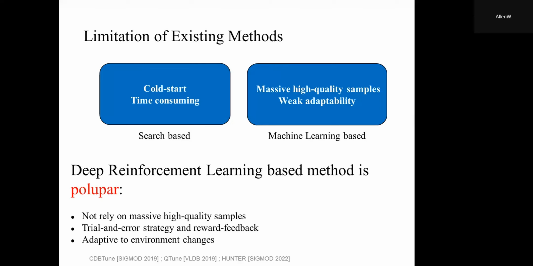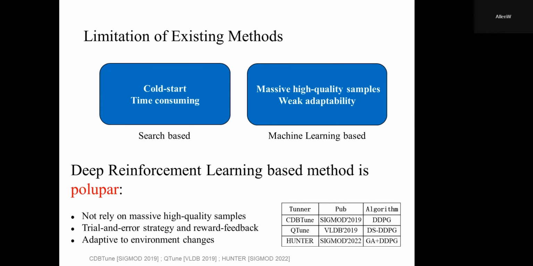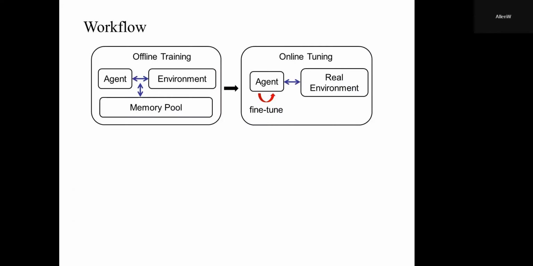Recently, reinforcement learning-based methods have become popular. They use a trial-and-error strategy and reward feedback to encourage learning. They do not rely on massive high-quality samples and are adaptive to environmental changes.